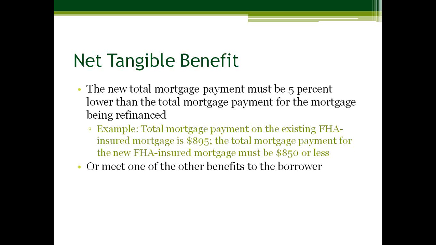And one thing to keep in mind when going from an ARM to a fixed is that you do see page 2 of the net tangible benefit worksheet, because it'll tell you, depending on whether or not the loan is currently in its fixed rate period, whether or not it still has to meet the 5%. So there is a chart depending on where the ARM loan is currently, and what benefit it actually has to meet.